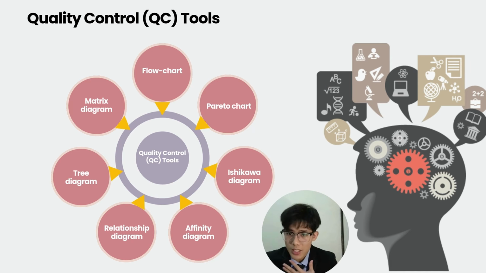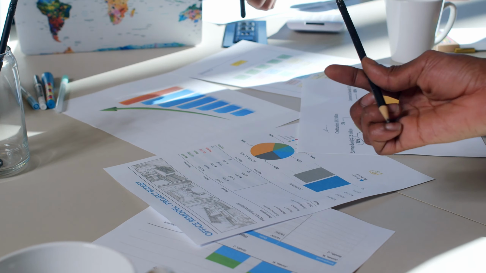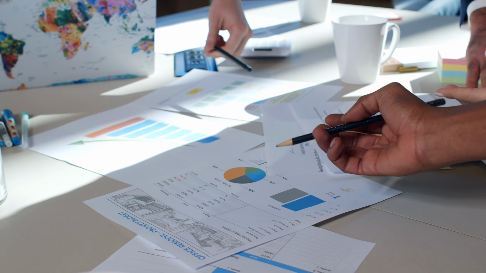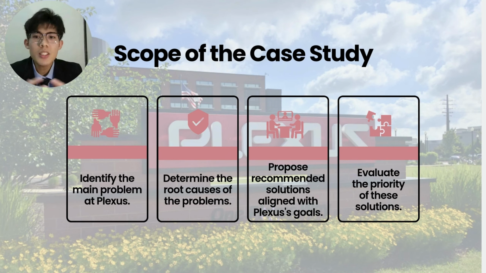In our study, we also utilized the 7 new QC tools, which include tree diagrams, Ishikawa diagrams, affinity diagrams, interrelationship diagrams, and lastly, matrix diagram, to provide advanced techniques for problem solving and decision making. This case study delves into the utilization of 7 new QC tools at Plexus Corporation. These tools are crucial for overseeing operations and fostering continuous process enhancement.